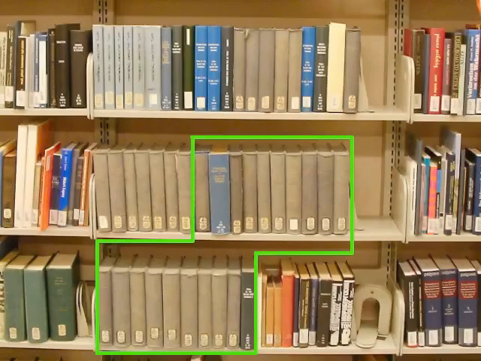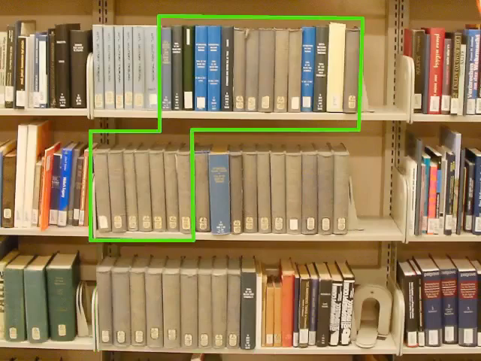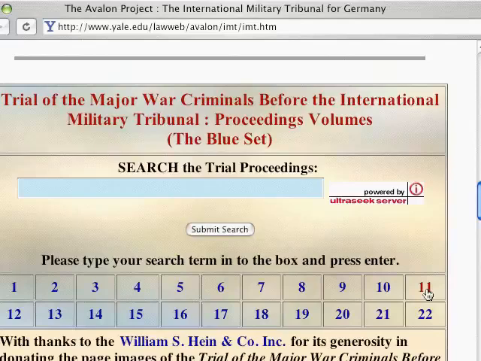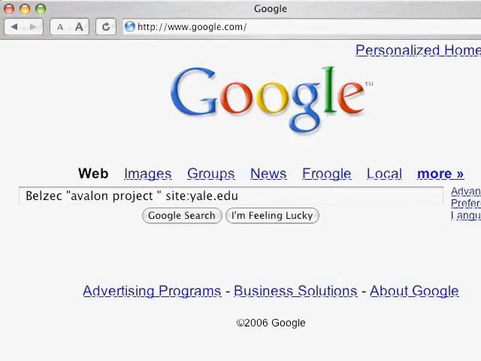But the tribunal ruled that no submitted documents would be considered evidence unless they were read into the transcript. These 22 volumes have been put on the web by Yale University Law School through a program called the Avalon Project. Here's the 22 volumes. I found that the search engine built into the site doesn't work, so we use Google to search it.